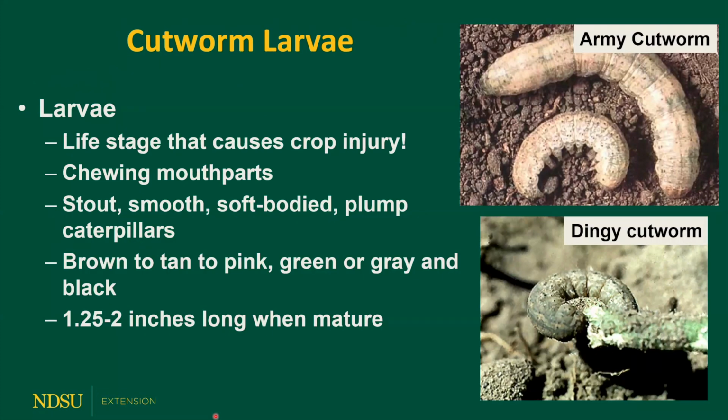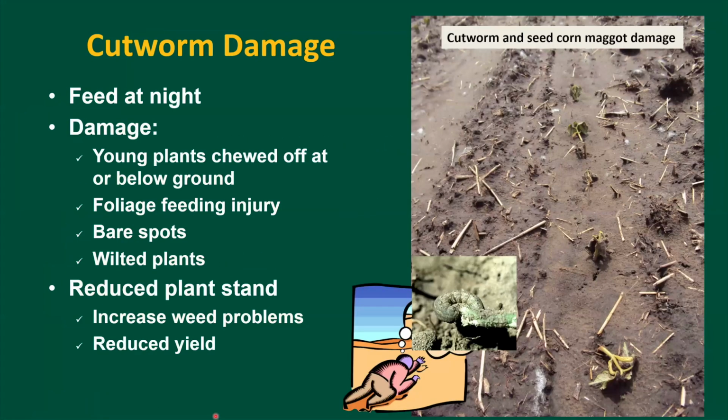Larvae are the ones that do the damage, and once the larva is mature, it can be quite large, up to 2 inches, and they're the ones that do all the injury and cutting on the stems and the roots. They'll also feed below the ground as well as above the ground. And they typically will feed at night, so they're a difficult insect to scout for.